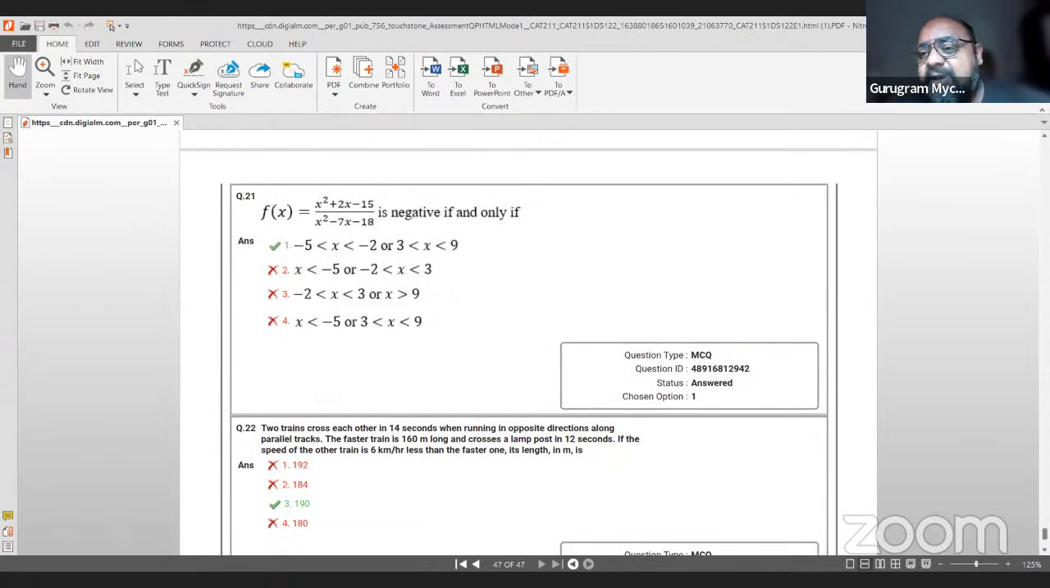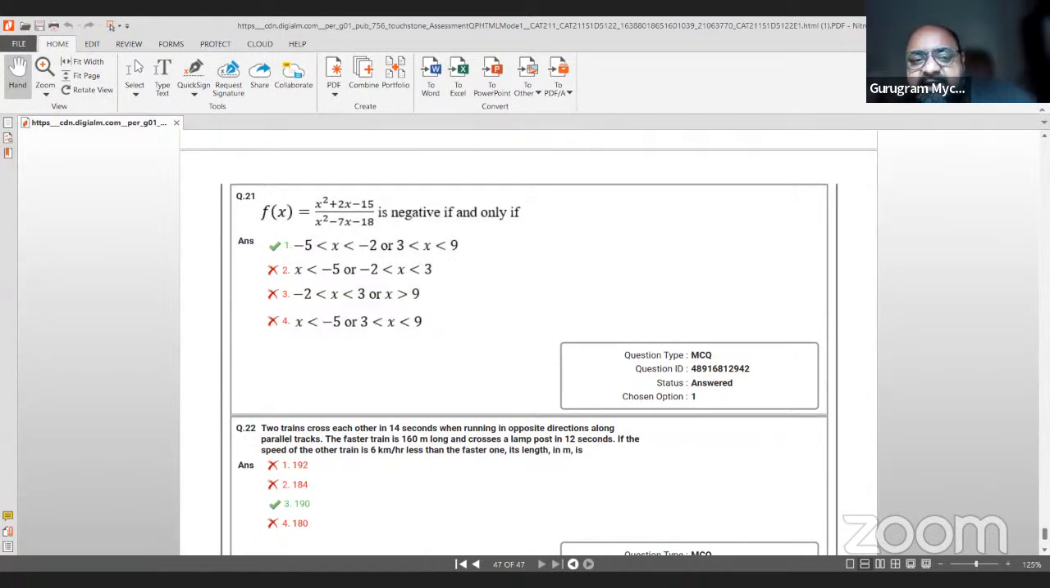This kind of question will be a round 1 question, question 21, because all you're doing is putting values from the range and solving. For example, x square plus 2x minus 15 upon x square minus 7x minus 8 is negative if and only if. There are four options given. So if I take x equal to 0 and put the value of x in f(x), it becomes positive. So x equal to 0 cannot be the answer. So option 2 and option 3 are eliminated.